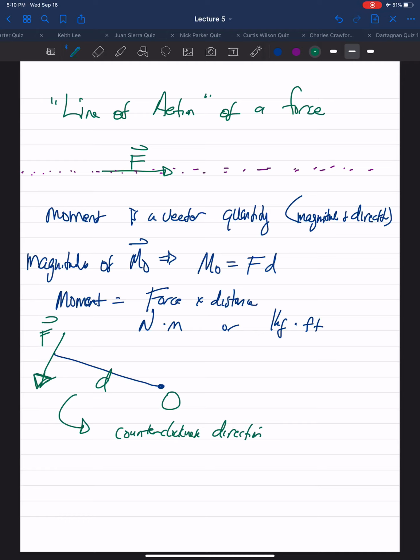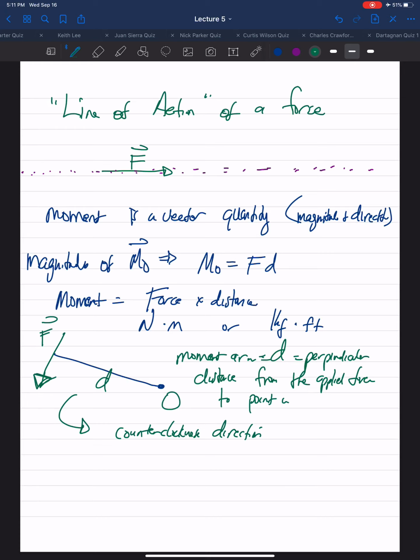So the moment arm, one more time, equals D, and that's the perpendicular distance from the applied force to the point, the origin, or the point of where we're applying the force to the body. Applied force line of action. Let's keep it that way.